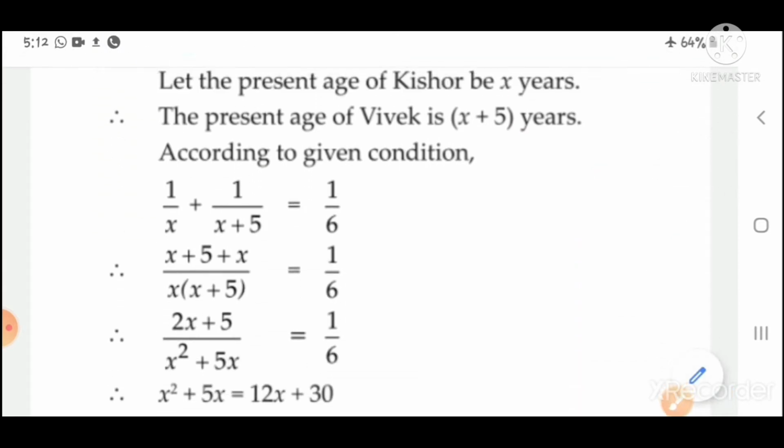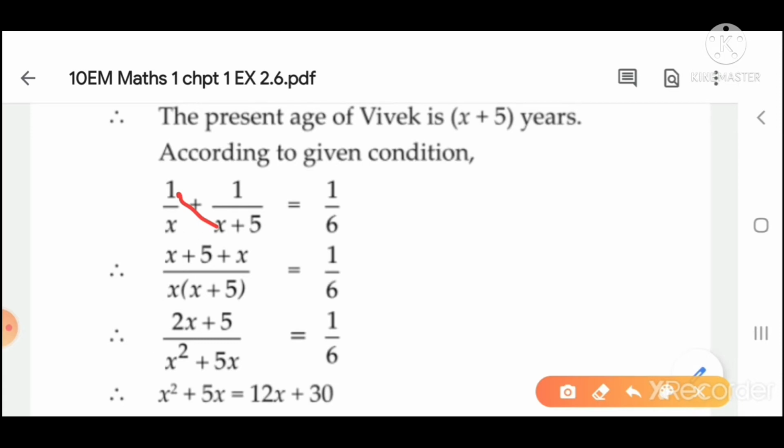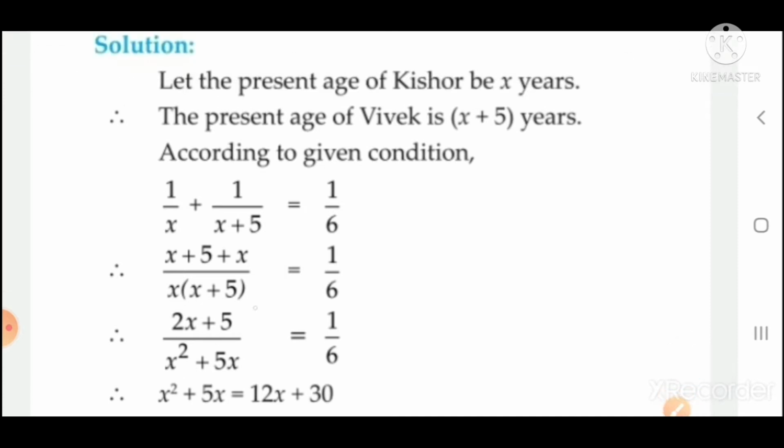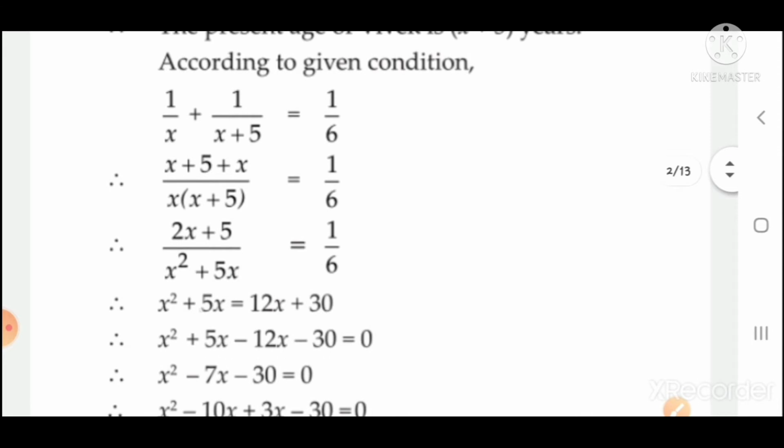Once you have done this, now you have to solve. Cross multiply. देखिए यहाँ पे भी क्रॉस मल्टीप्लाई हो जाएगा. This x plus 5 goes there and x goes there. It becomes x plus 5 plus x, right? क्रॉस मल्टीप्लाई हो गया. x plus 5 plus x upon, ये मल्टीप्लाई हो जाएगा. We know this concept, right? x into x plus 5 equal to 1 upon 6. Now you solve this. x plus x becomes 2x plus 5. Multiply this. x into x becomes x square, x into 5 becomes 5x, equal to 1 upon 6. Now cross multiply.